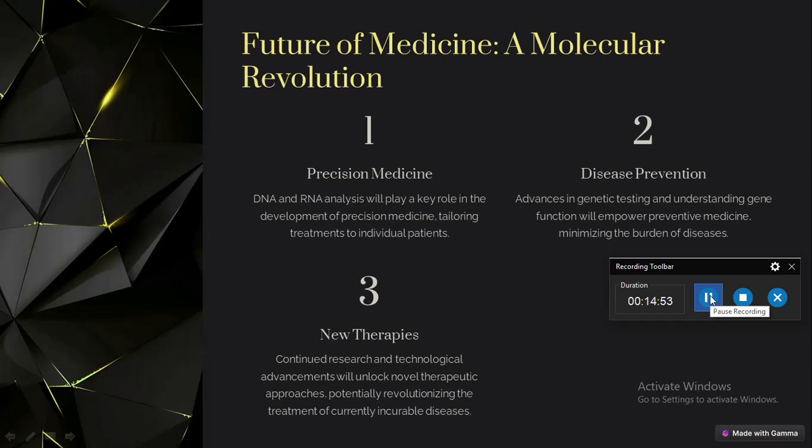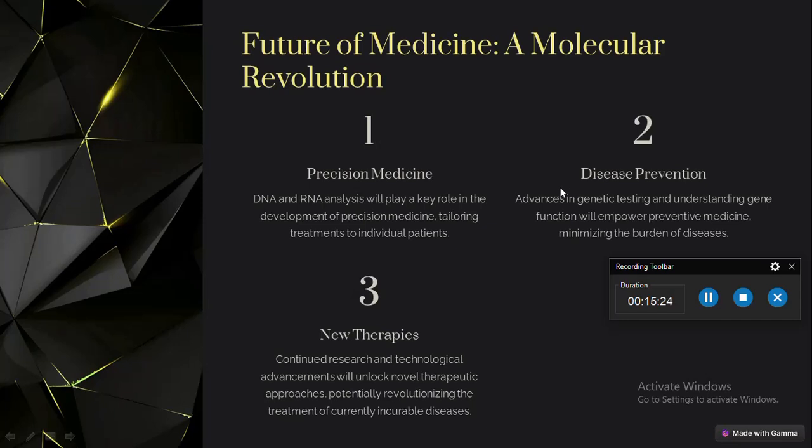At last, what is the future of medicine? The future is that we will develop precision medicine. We will use these RNA and DNA sequences in disease prevention, in forming new therapy. In precision medicine, the DNA and RNA analysis will play a key role. Development of precision medicine tailors treatment to the individual patient.